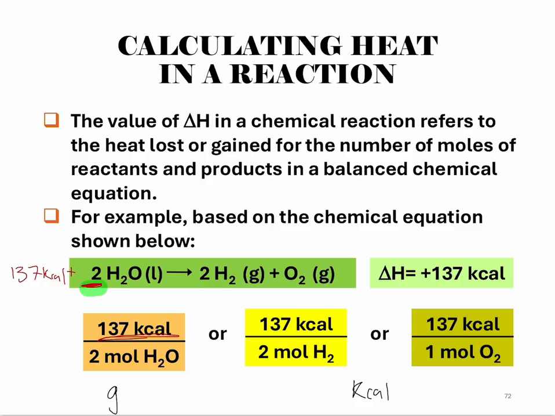what would we have to do first? Let's say we said we had 10 grams of water. We would need to convert that into the number of moles of H2O. And then we could use the moles of water using one of these ratios here to get the value of energy that was required for this reaction.